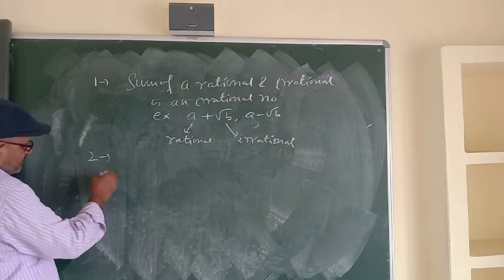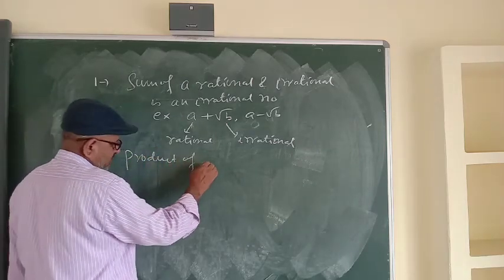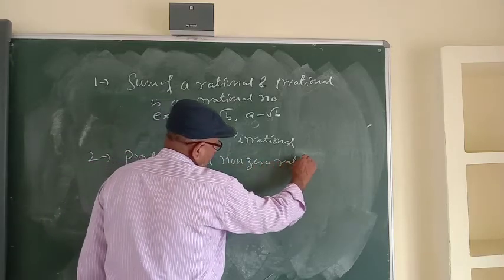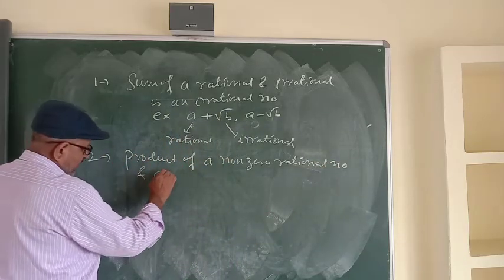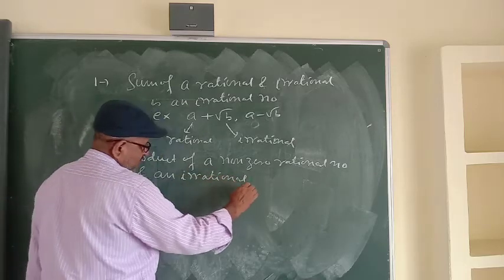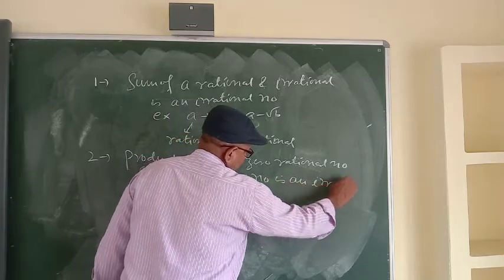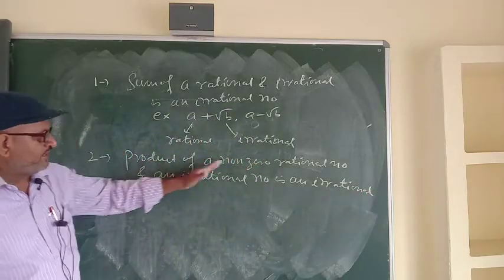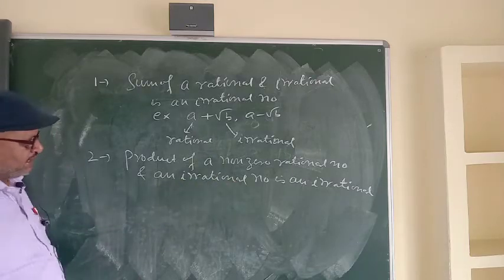Next point: the product of a non-zero rational number and an irrational number is an irrational number.